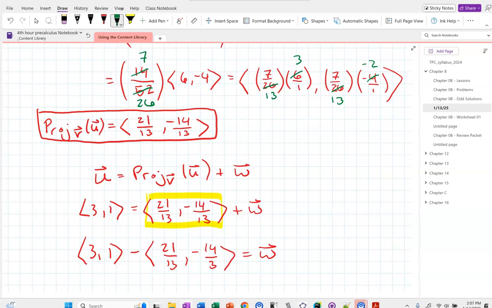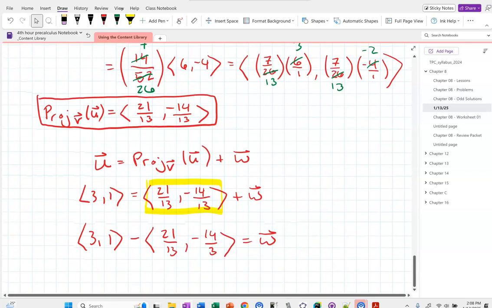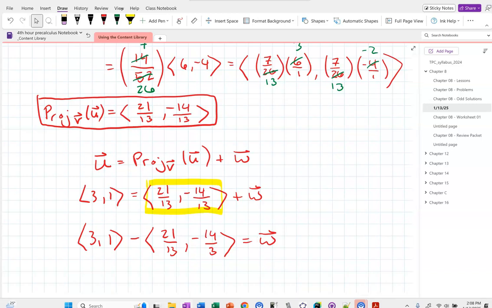To subtract two vectors, I just subtract the x components, and then I subtract the y components. To do that subtraction, though, I need to have a common denominator. That common denominator is going to be 13. So really, I'm going to think about that first vector as 39 over 13, comma 13 over 13.